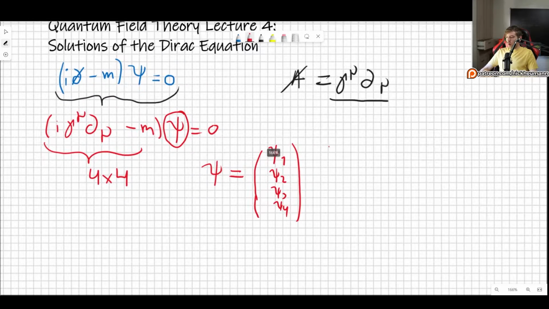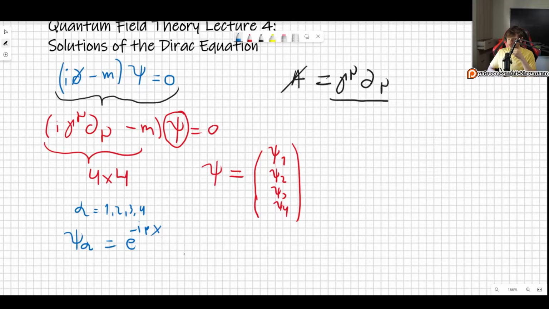And what exactly are they going to be? Let's do what we usually do and think of plane wave solutions. That's just the procedure that we like in quantum mechanics. Each one of these psi alpha, with alpha being 1, 2, 3, 4, is going to be the plane wave part, e to the minus i px, and then we multiply by u alpha of p. This u is simply going to be some component that may depend on momentum, some expression that we don't really know what it is just yet.